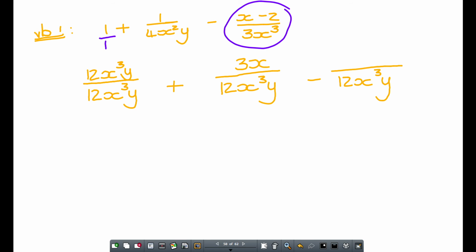Okay, nou, die laaste enetjie, hierheen. Kyk gou wat het ek onder, 3x tot die mag 3. That I'd have to multiply with how much to get 12x to the power 3y? Ek gaan maal met 4y, nee. En as ek dit onder doen, moet ek dit ook bo doen.